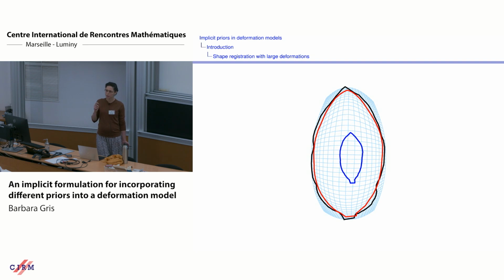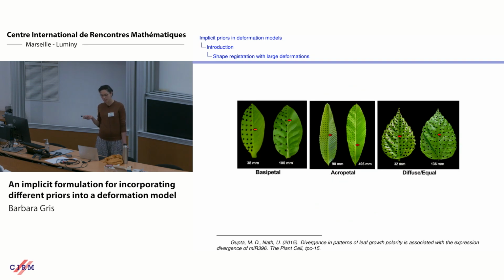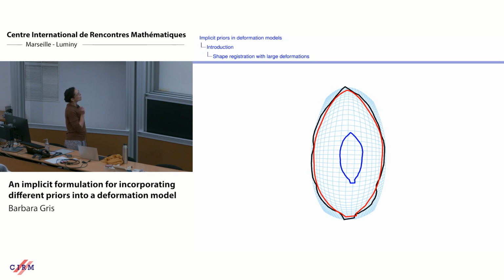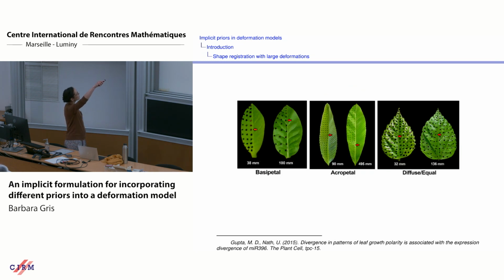However, if you know that your data come from this kind of data here, the leaves that we observe come from a basipetal growth. Here, biologists put some dots on leaves before growth, and you can see that they put them regularly. And then after growth, on the right, the grid of the little dots is not regular anymore, meaning that, for instance, you have a basipetal growth. The growth is higher at the base of the leaf than at the tip.